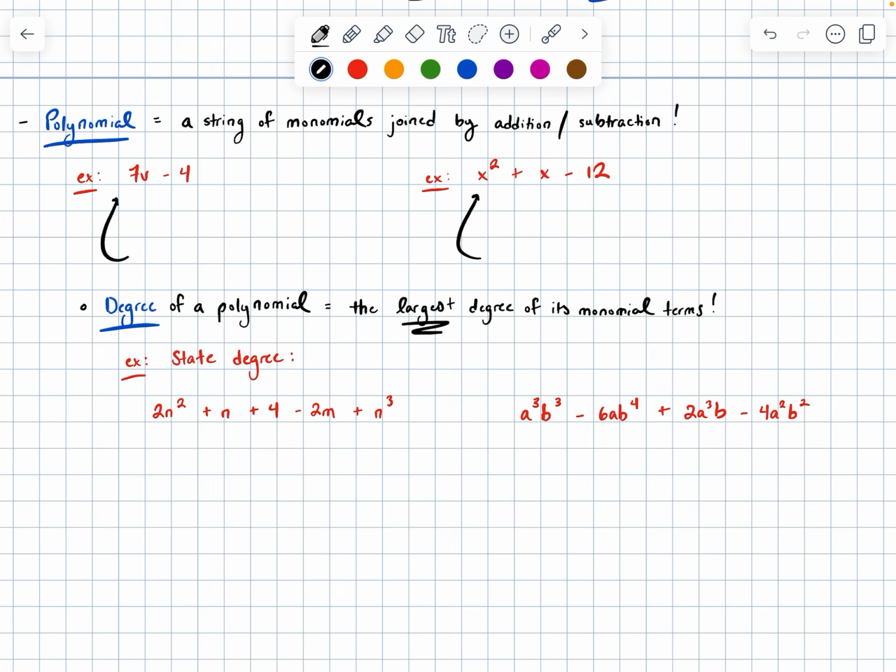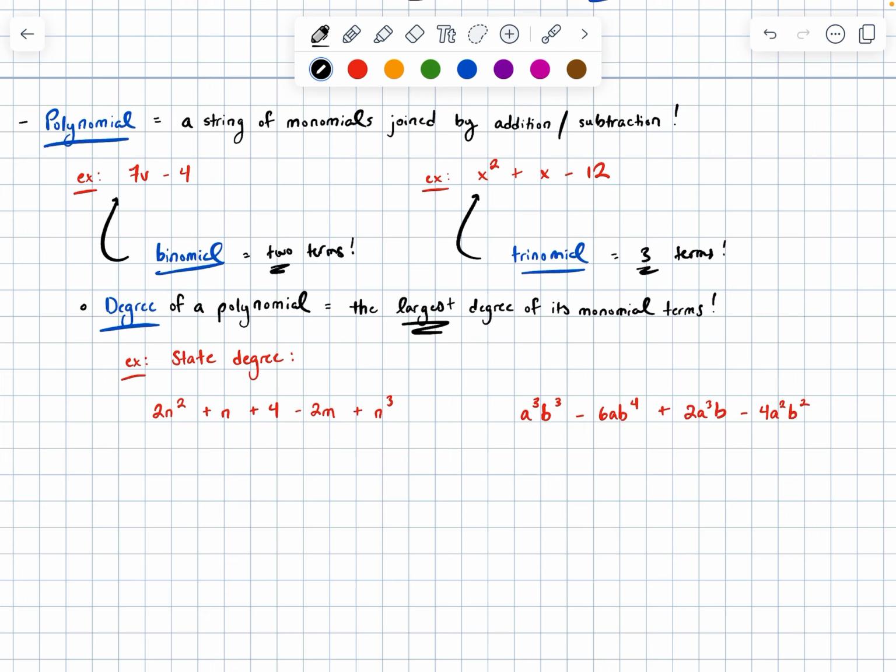For 7v minus 4, this guy has two terms, two monomials connected by addition or subtraction. A prefix that you might know for two, just like a bicycle has two wheels, a binomial has two terms. For the one over on the right, x squared plus x minus 12, this guy has three terms, x squared, x, and 12. So here, just like a tricycle has three wheels, we'll call this a trinomial, which is a polynomial with three terms.